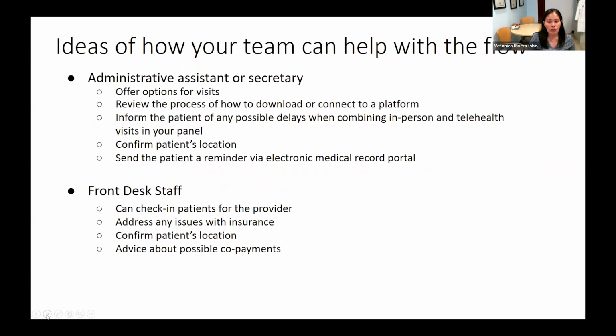And then I wanted to share logistically some ways to use your interdisciplinary team to help you with the flow. Of course, in geriatrics, we value immensely the use of our team and assistance from our team members to help care for our complicated patients. So this is another way where you can involve your team. If you have administrative staff, whether it's an administrative assistant or secretary, they can help with a lot of the administrative background.